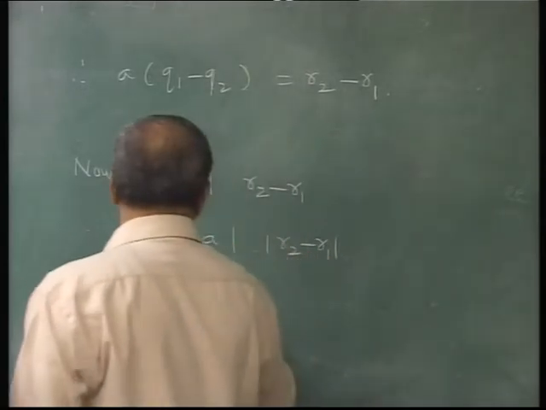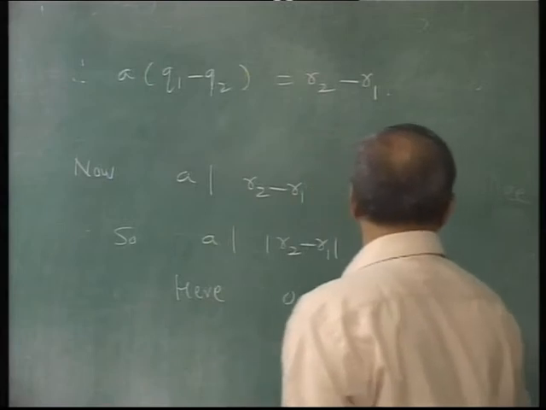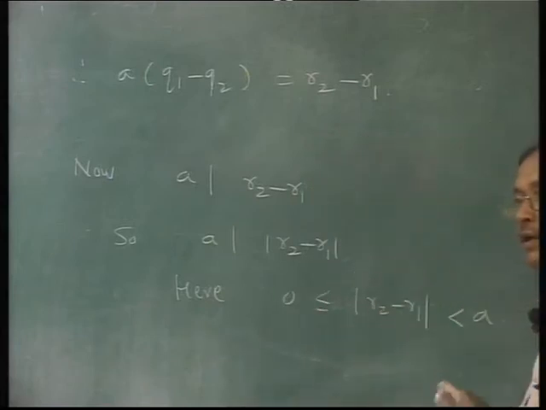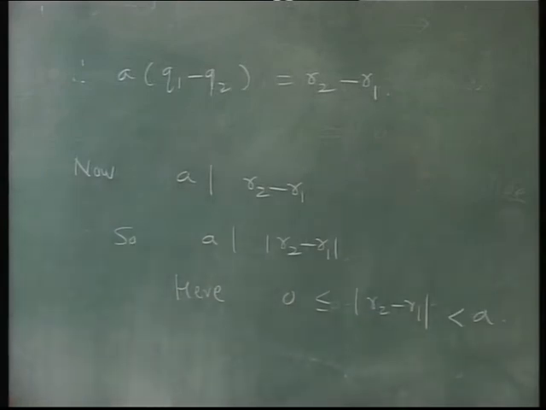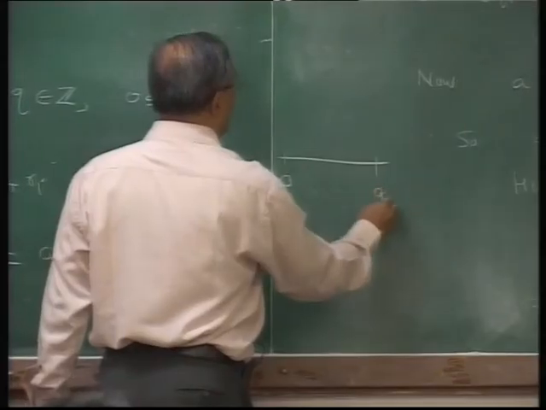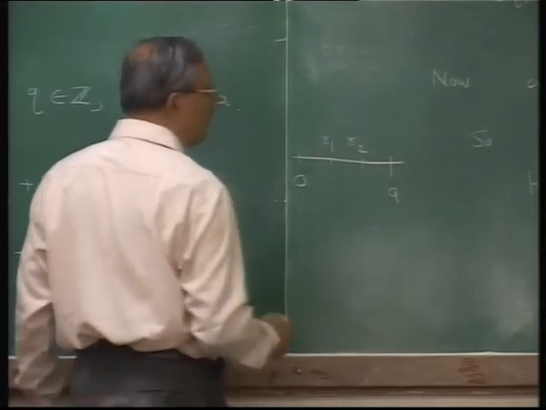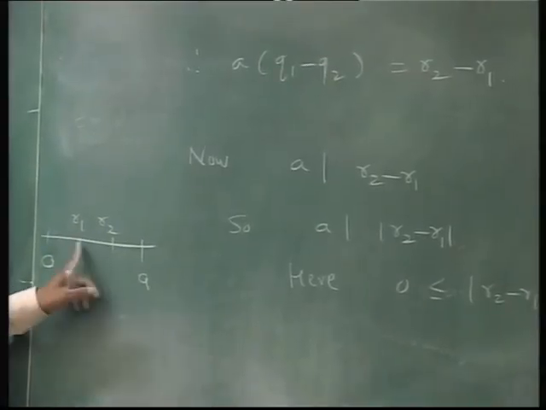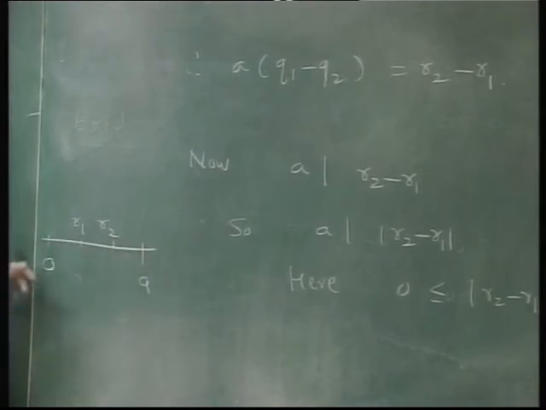Here 0 less than or equal to mod of r2 minus r1, which is less than a. That is because both these numbers r1 and r2 are between 0 and a. So I have this 0 and a, and these r1, r2 are somewhere in between 0 and a. They are smaller than a. So the distance between these two, that is mod of r2 minus r1, is smaller than the distance between a and 0.